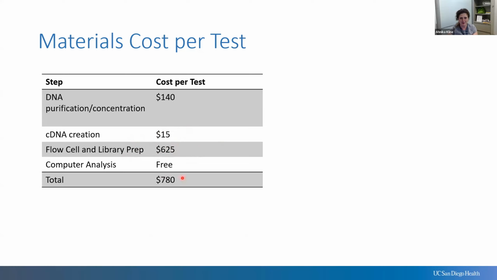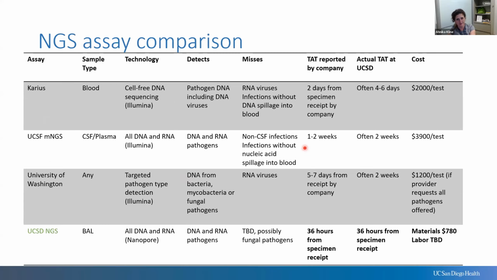And then currently our computer analysis is free, though that may change because we're currently using Chan Zuckerberg Biohub software. If we do this as a clinical assay, we may not be able to use that software for our analysis, so we may have to do a software purchase or an internal software use. But currently the reagents are $780 per test. That does not include the tech time to spend basically an entire day doing DNA purification, DNA sequencing, RNA to cDNA preparation, flow cell loading twice, RNA sequencing overnight, and analysis the next day.